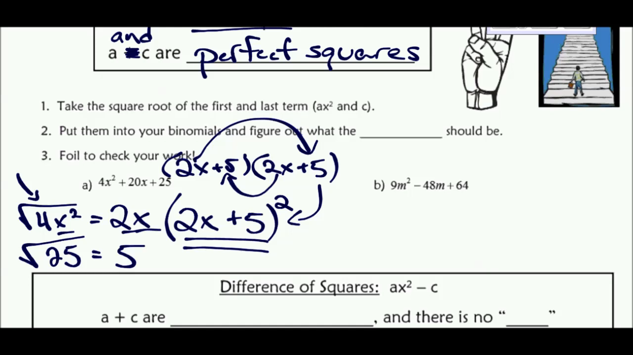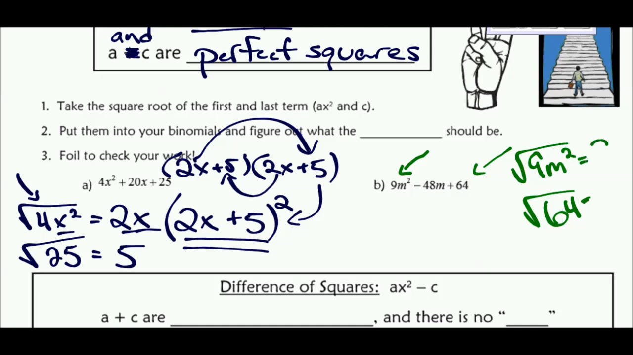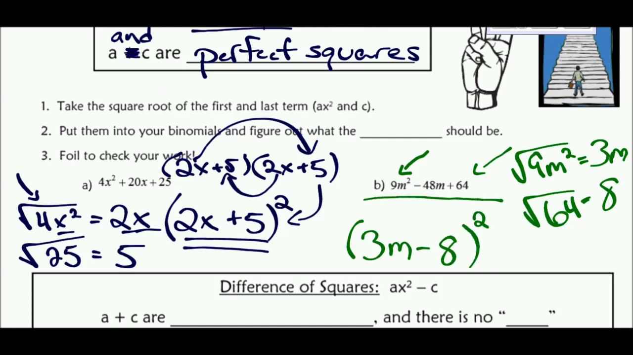This is kind of the same thing. This is a perfect square, 9m squared. And so is 64. So we're going to take the square root of 9m squared and the square root of 64. What's the square root of 9m squared? 3m, and the square root of 64, 8. Those two together make our whole factor. It's just going to be the same thing twice because it's a perfect square. Why did I choose to write a negative sign in between them?